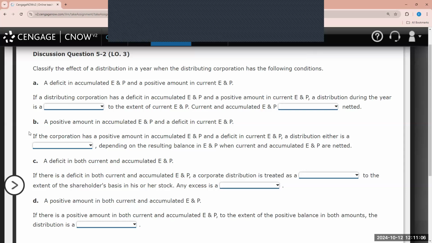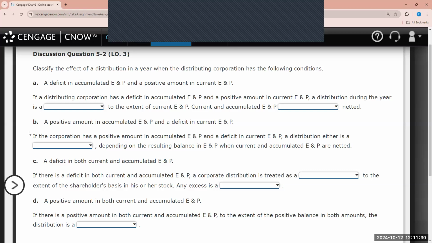It is extremely important to distinguish between current E&P and accumulated E&P. Reason being, because the taxability of a corporate distribution ultimately depends on how these two accounts are allocated to each distribution that's made during the year. So there's a complex set of rules that governs the allocation process.